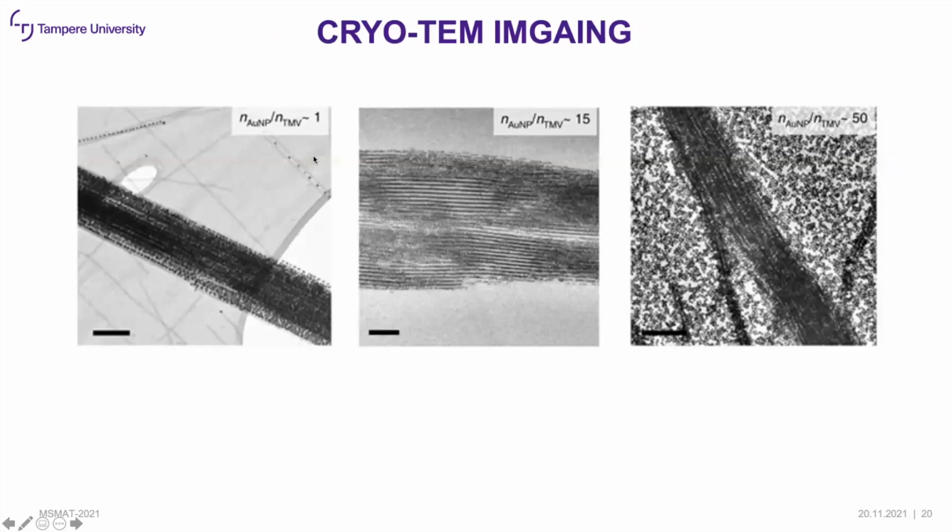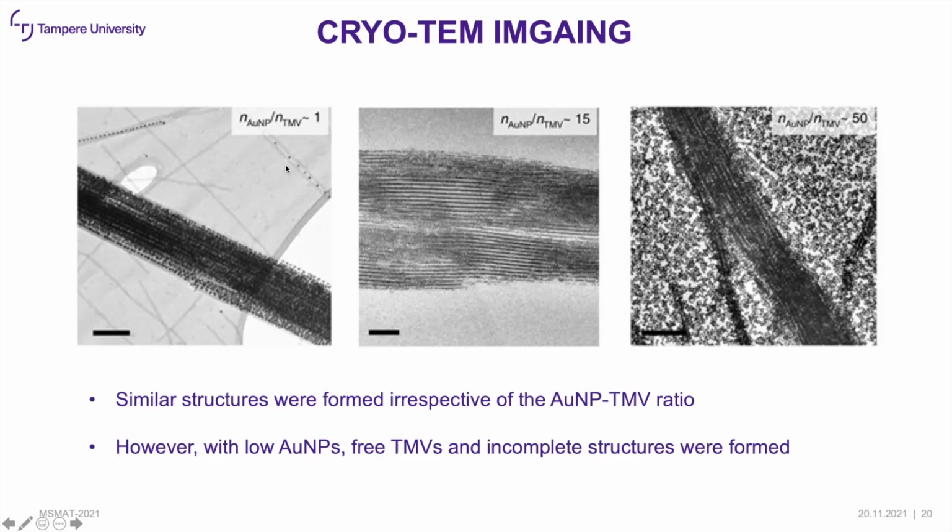So we tried to look into it in more detail with electron microscopy. Here is a cryo-electron microscopy image. What you see is that the ratio is only 1. In this case, you see this higher order structure already, but you see a lot of free tobacco mosaic viruses, these rod-like structures here. But we also see some incomplete structures. And these types of structures are visible even if you go to a higher ratio. This suggests that irrespective of the ratio, we see some of the higher order structure in all samples. As we move to higher gold nanoparticle amounts, we end up having more and more of the final structure.